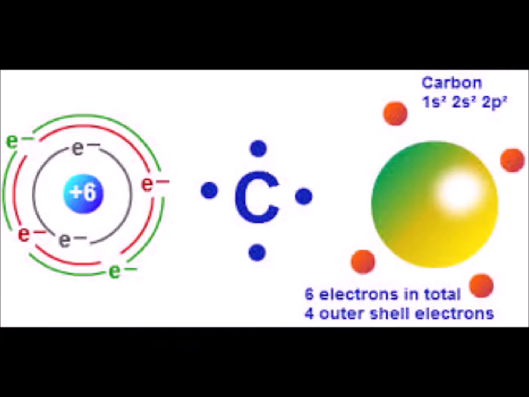In this slide, the central blue color is the nucleus of carbon with 6 protons and 6 neutrons, and revolving are 2 electrons in the K shell and 4 electrons in the L shell. The next figure is carbon with 4 dots, which are the outermost electrons of carbon. The right side figure is the carbon atom in a 3-dimensional structure, with 6 electrons in total and 4 outer shell electrons.